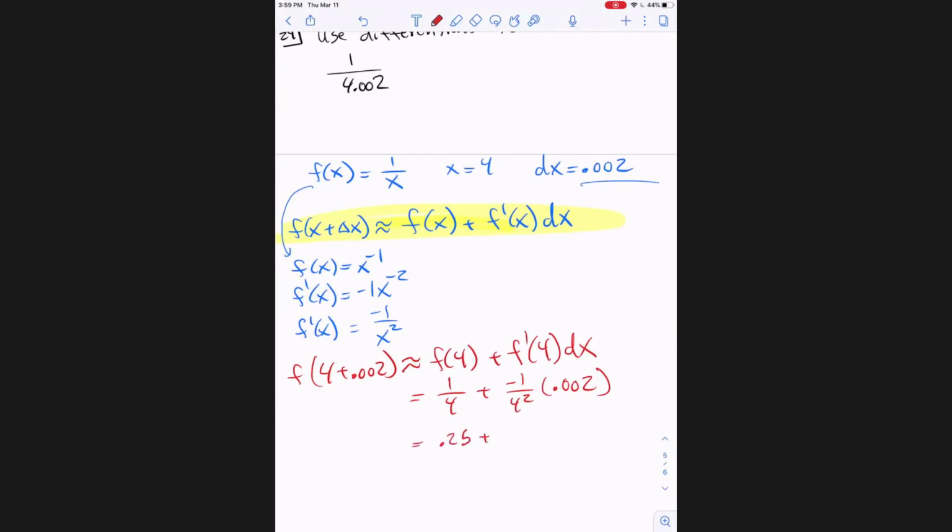Then once you get all this, you got 0.25 plus, this is negative 1 over 16 times 0.002. Anyway, you put all that in your calculator and you get 0.249875.